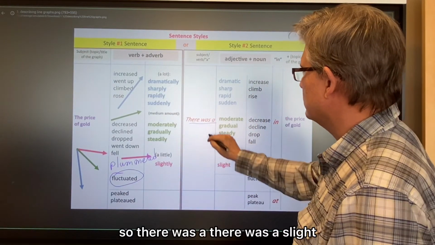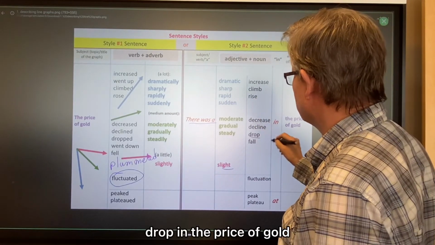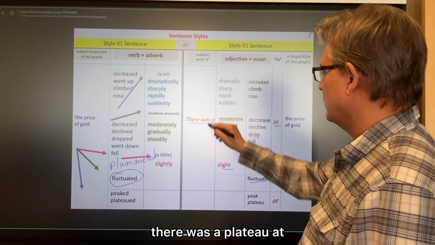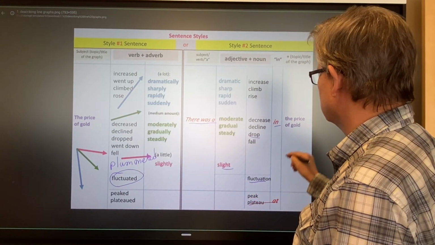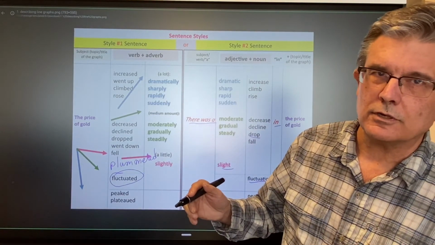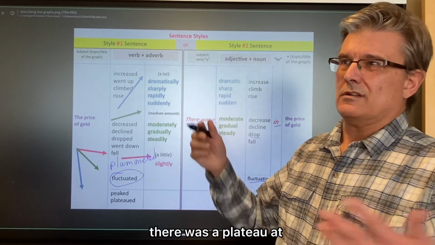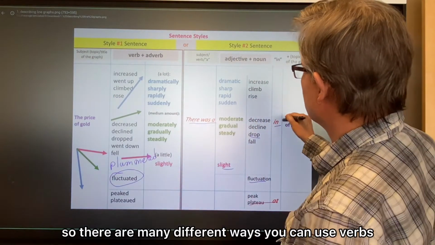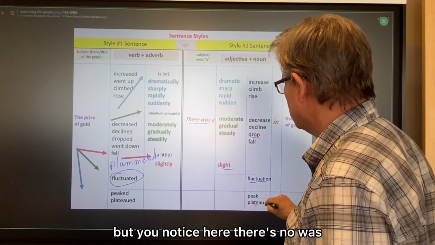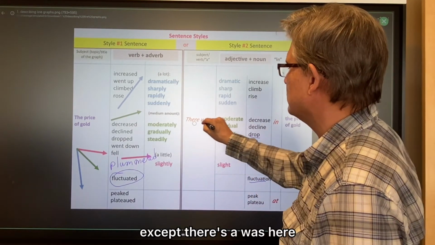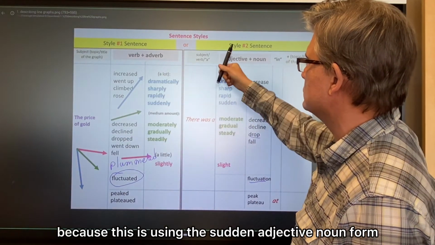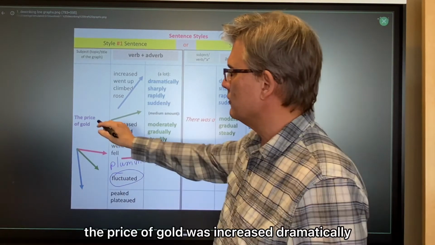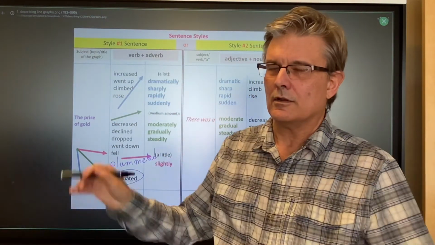So there was a slight drop in the price of gold. There was a slight fluctuation in the price of gold. There was a plateau at some price. We don't know. So there was a plateau at, I don't know, $1,500 an ounce. So there are many different ways you can use verbs, but you notice here there's no was, except there's a was here because this is using the adjective noun form, but there's no was's here. So you can't say the price of gold was increased dramatically. Can't do that.